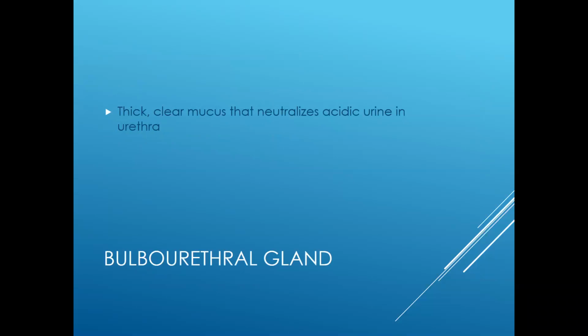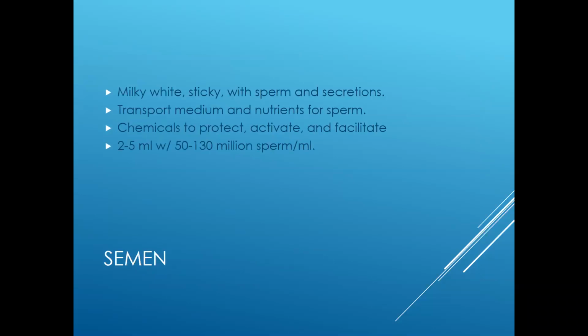All right, so there's that. And then semen collectively will be milky white, sticky with sperm and secretions. It's the transport medium and gives the nutrients for the sperm. There are chemicals to protect, activate, and facilitate the sperm. And most ejaculate is between 2 and 5 milliliters in volume, with 50 to 130 million sperm per milliliter.